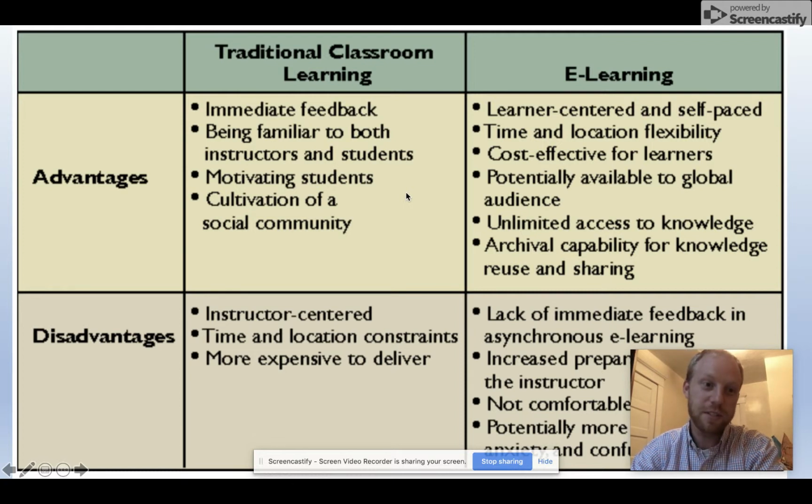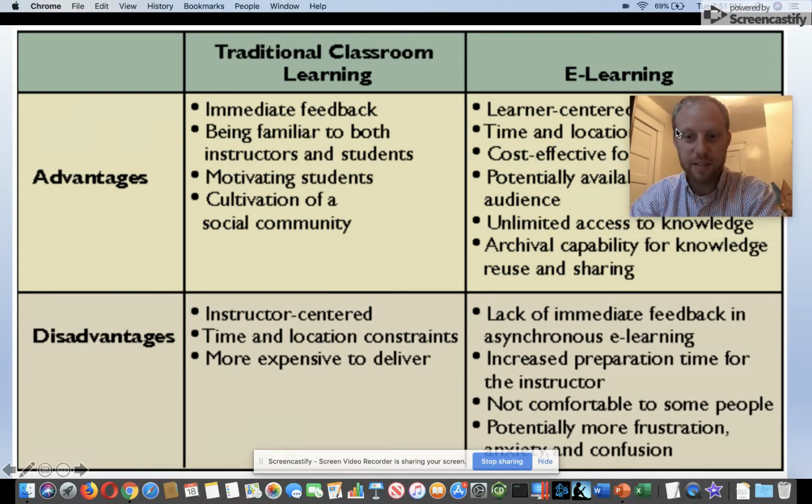Here's the main differences. So traditional classroom environment, you get feedback. It kind of sucks on time. Online learning, you have a lot of resources. It's cheaper, and a lot of knowledge access available. Disadvantages: you don't get a lot of feedback, and you don't feel as supportive. Not everybody is comfortable with it as well.